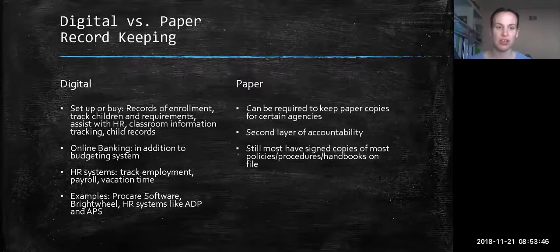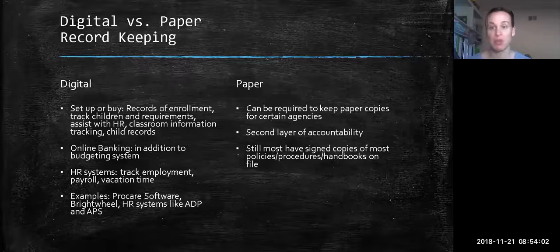So digital is great. You keep your records of enrollment. It tracks children. It assists with HR. We have classroom information. Then there's online banking. Then there's HR systems that track employment, payroll, vacation time. So if you have the opportunity to buy a system or to be part of a system that can digitally handle and track some of these, then you should.